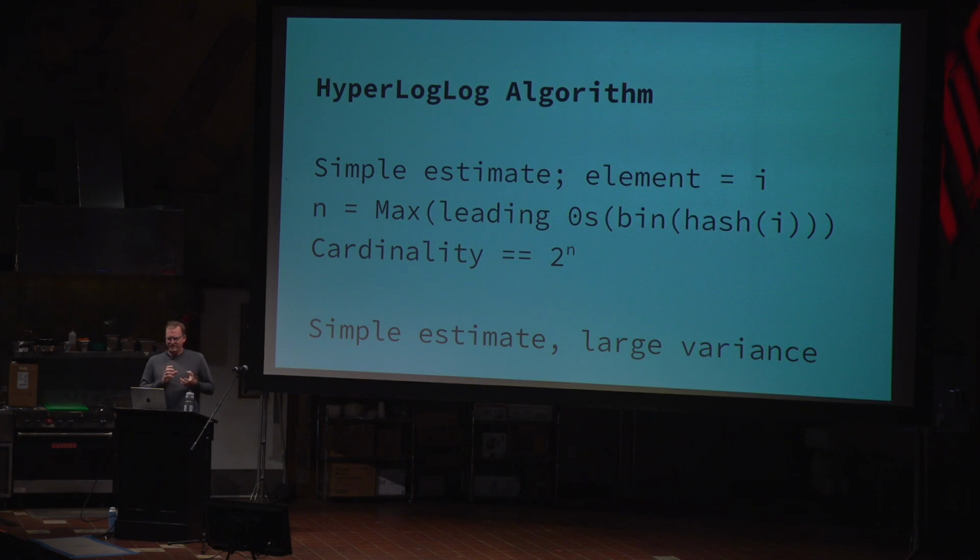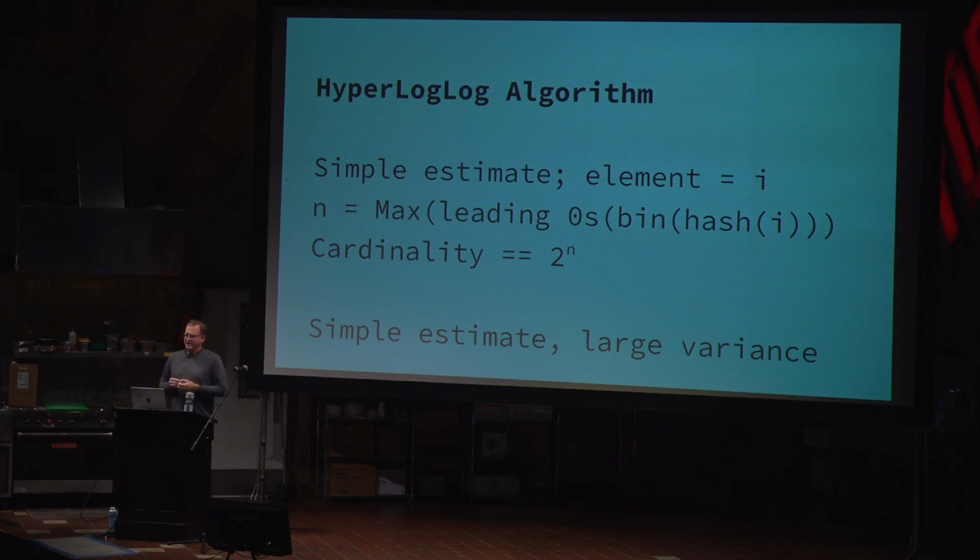Each element in the set is hashed. We'll call each element i. You convert it to a binary representation, so a bunch of 0, 0, 1, 0, 1, whatever. And then over that entire set, you compute the maximum number of leading zeros as n, and your estimate of cardinality, the total number of distinct elements in the set, is 2 to the nth.